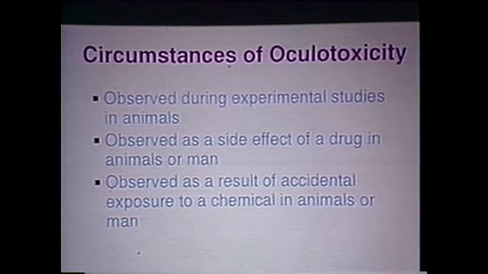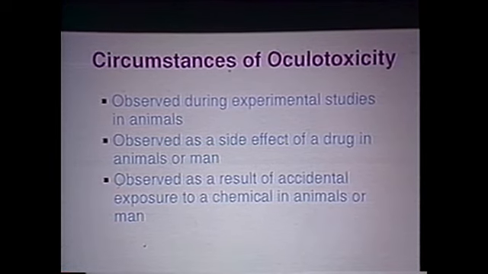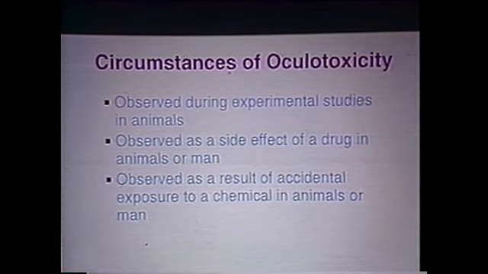The circumstances under which we may encounter ocular toxicity. First of all, we see it during experimental studies in animals. These are studies which are being conducted as part of a safety evaluation program, either for drugs or for industrial chemicals or for agrochemical substances. And we may see these as an expected finding according to the structure of the compound, or we may see them purely as an incidental finding during the course of the study. And they can be seen at any stage during the study, either as an acute effect, or sometimes as purely a chronic effect.